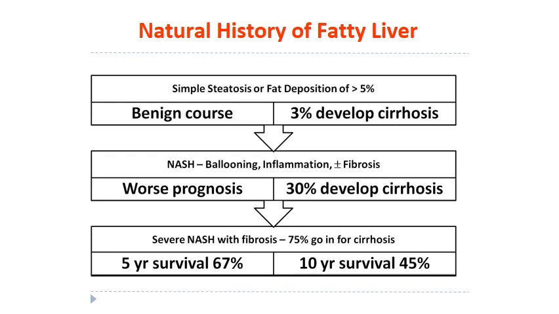If severe NASH with fibrosis occurs, 75% will go into cirrhosis, with a 5-year survival of 67% in those with severe NASH with fibrosis and a 10-year survival of 45% if cirrhosis occurs.